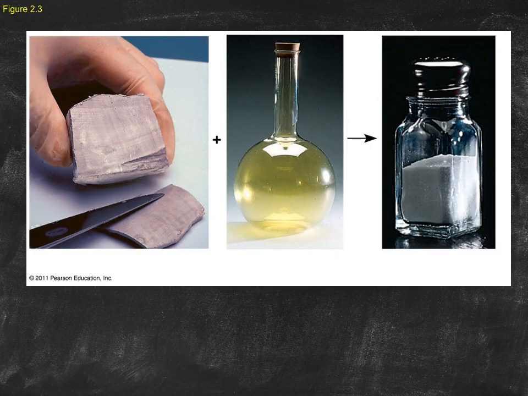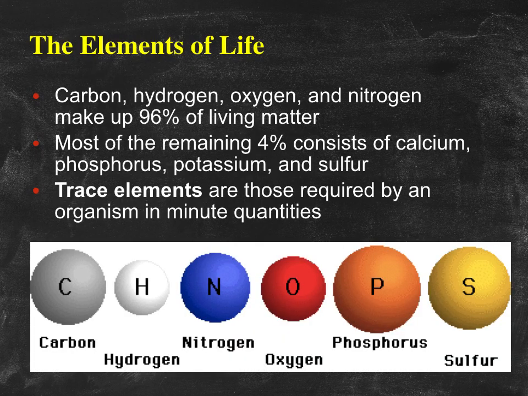Here we have a figure showing the creation of a compound. If you take solid sodium, add to that chlorine gas, you make sodium chloride, or salt. An element is a substance that cannot be broken down into other substances by chemical reactions, and a compound is a substance that consists of two or more elements in a fixed ratio. It's important to note that a compound has characteristics that are different than those of its elements.